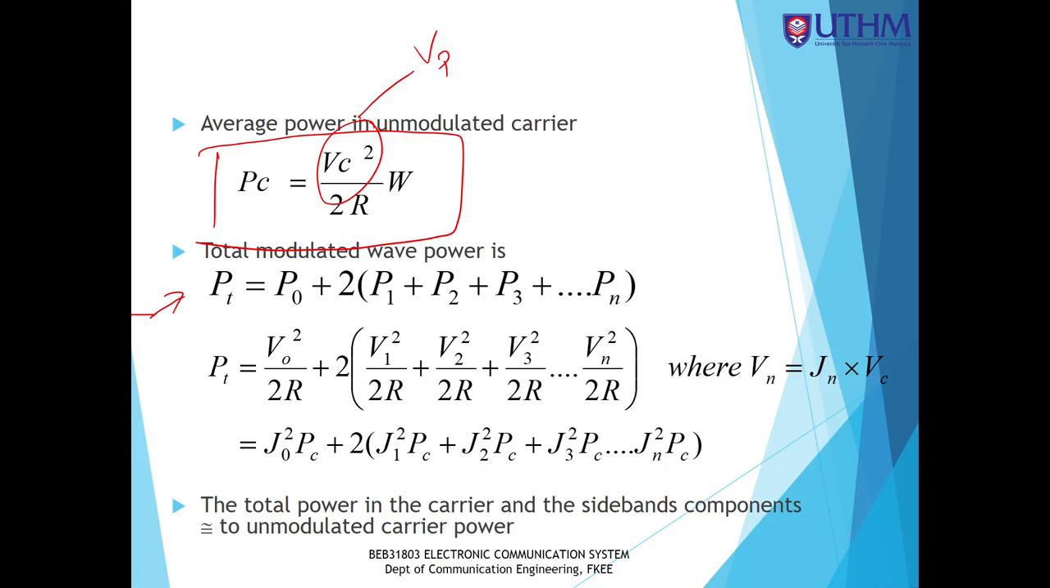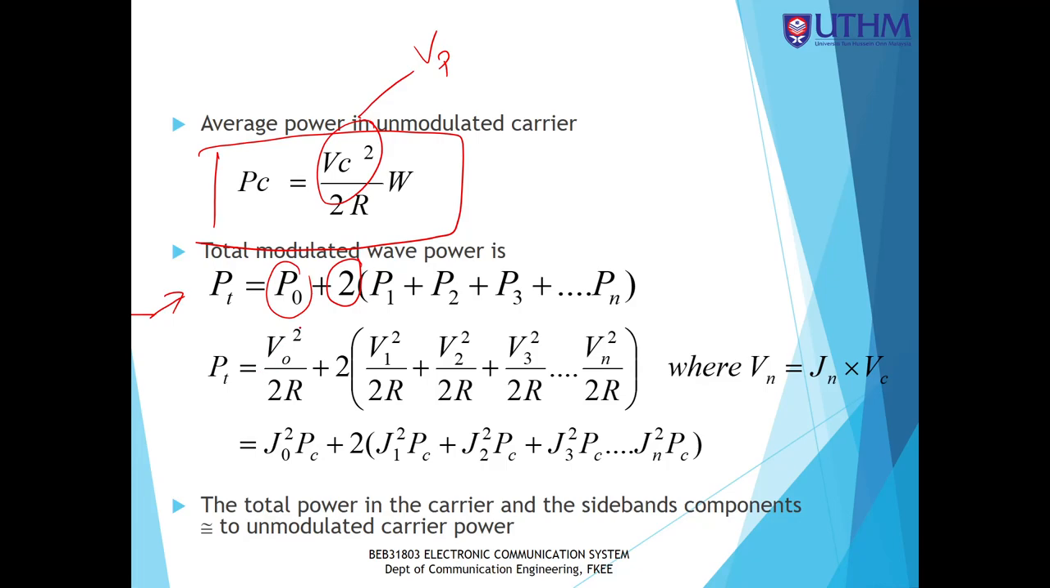we sum all of the power components. Okay, we do the summation of all the power components, the carrier component and also the sidebands. Why is this 2? Because we have a pair of sidebands, upper and lower. Okay, we have upper and lower. So you see that here.